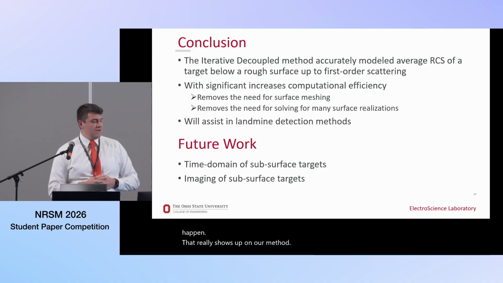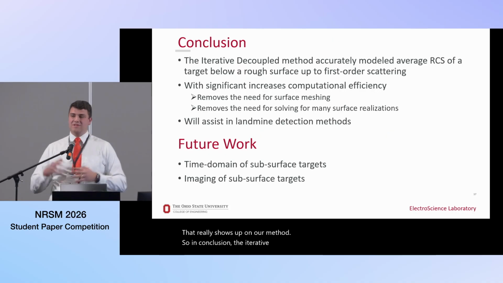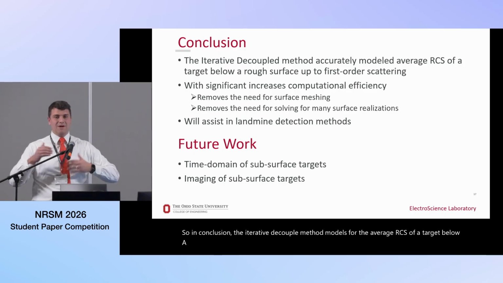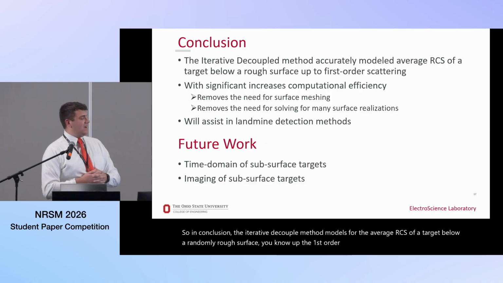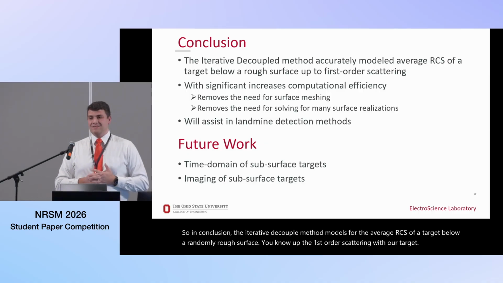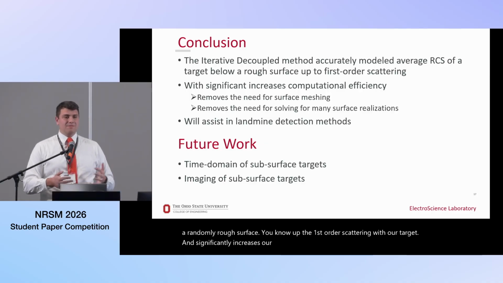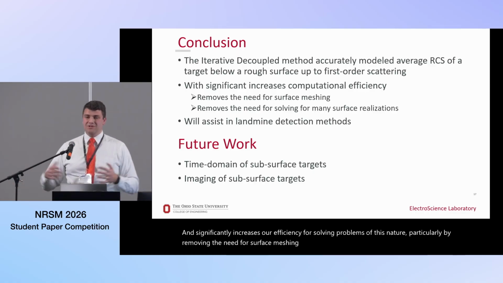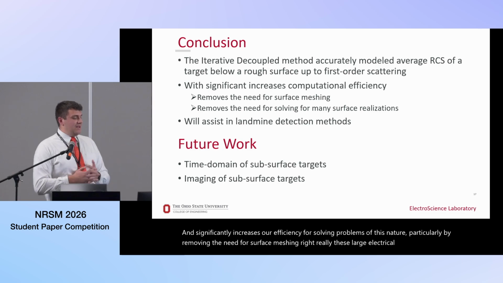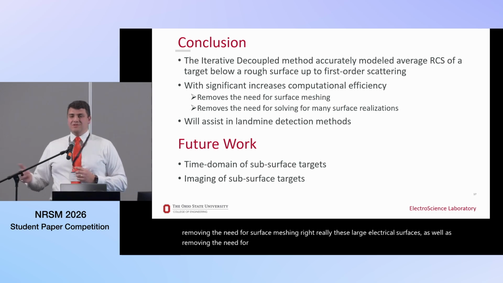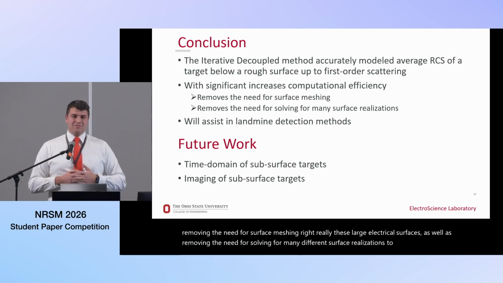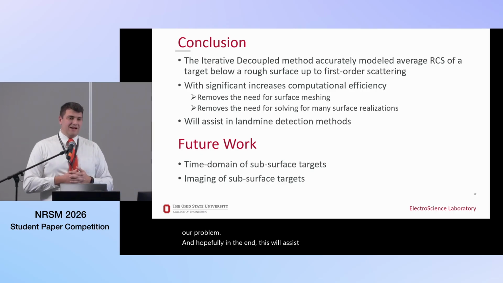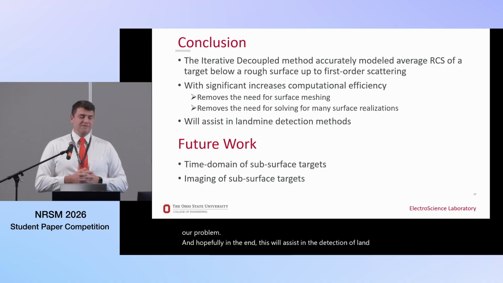So in conclusion, the iterative decouple method models the average RCS of a target below a randomly rough surface, up to first order scattering with our target, and it significantly increases our efficiency for solving problems of this nature, particularly by removing the need for surface meshing of these large electrical surfaces, as well as removing the need for solving for many different surface realizations to get the statistics of our problem. And hopefully in the end, this will assist in the detection of landmines and therefore save lives.